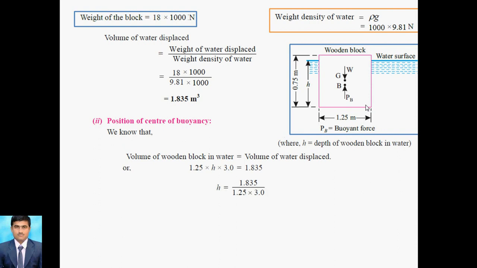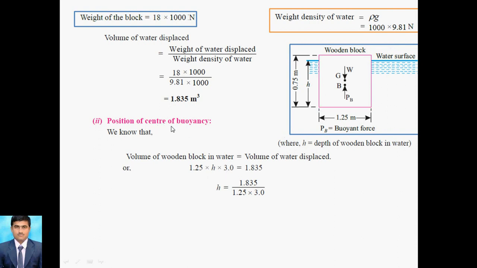So here we can take the volume of wooden block in water. After placing that, 1.25 into h into 3. So 3 is the width, that's why we can take 3. Here 0.75 is not shown, 1.25 is there. But width is 3. That's why the volume of wooden block we can say is 1.25 into h into 3.